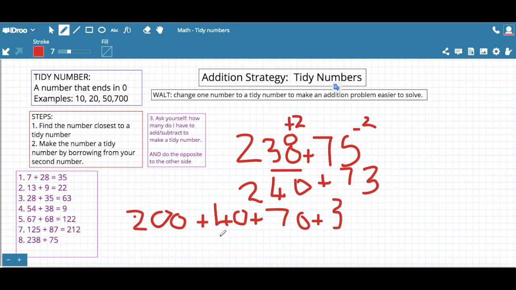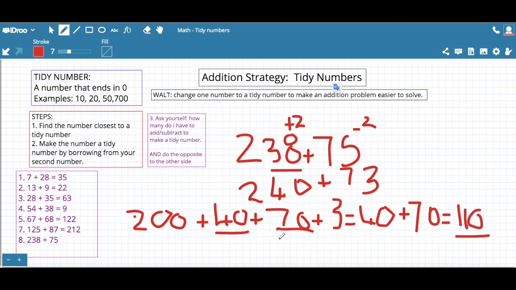I'm going to add first my tens, because I can see that this is going to mean that this number will end up as a hundreds number. 40 plus 70. Okay, so what is 40 plus 70? 4 plus 7 would give us 11. So 40 plus 70 gives us 110. Okay, so now we've got 110, and we can cross this out because we know we've done this, and we need to add that to our 200.